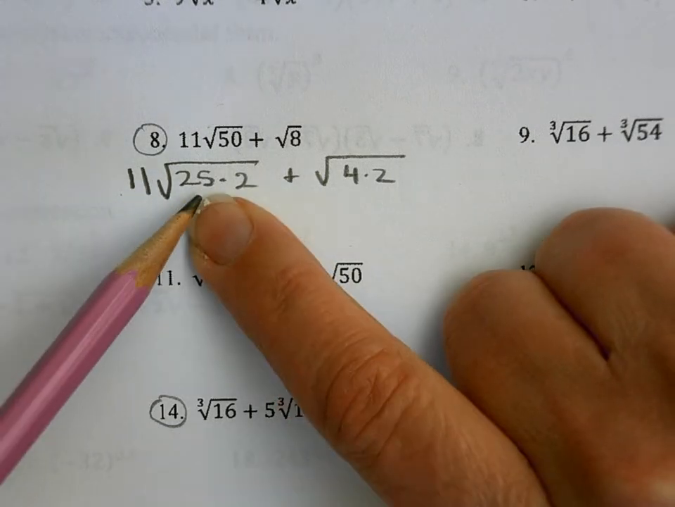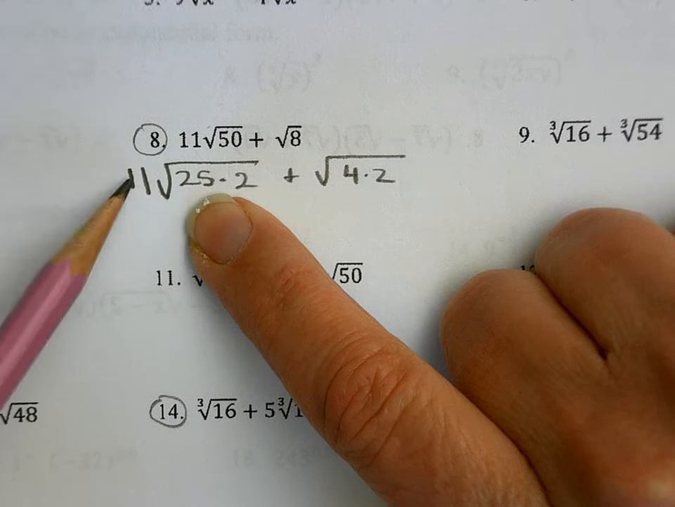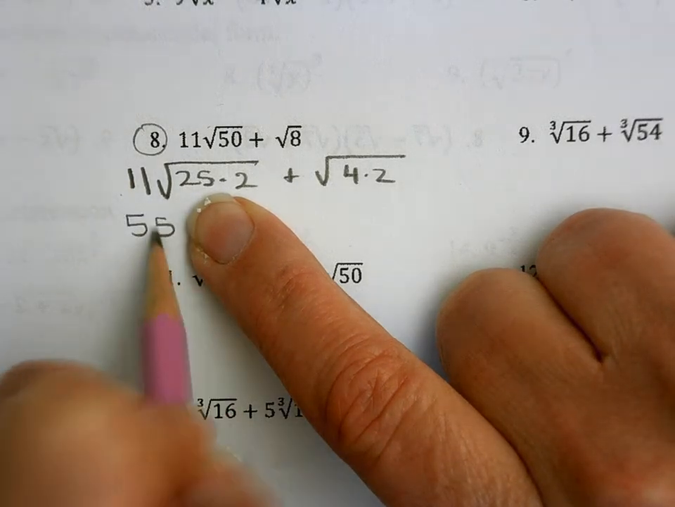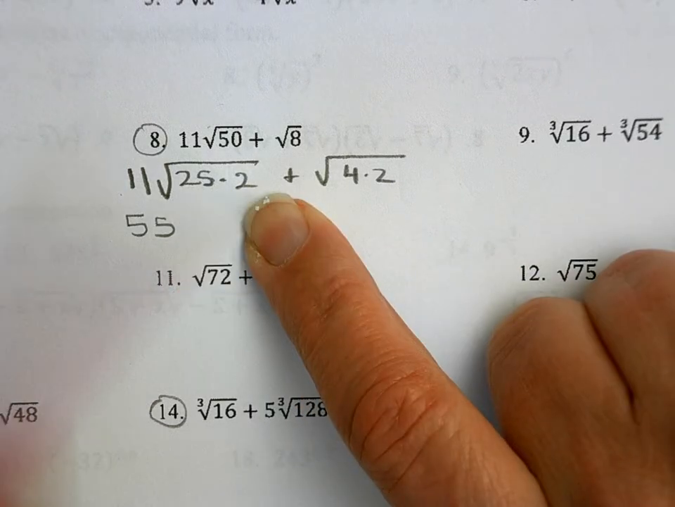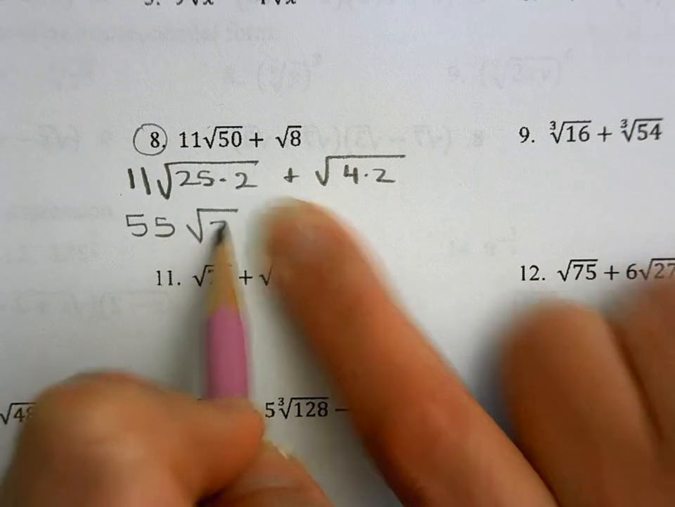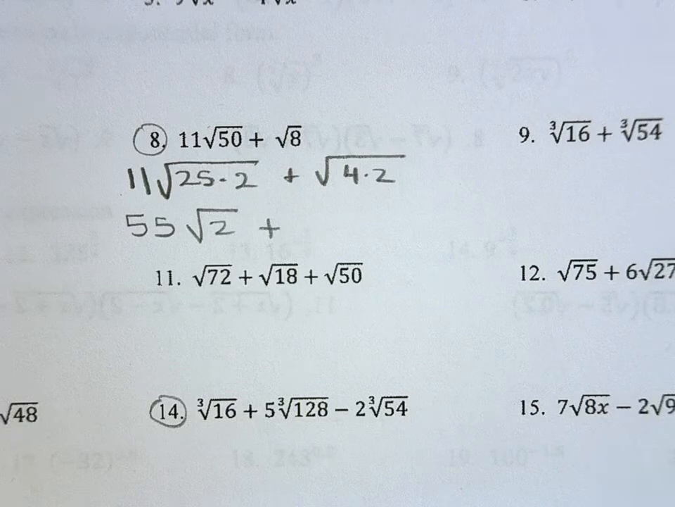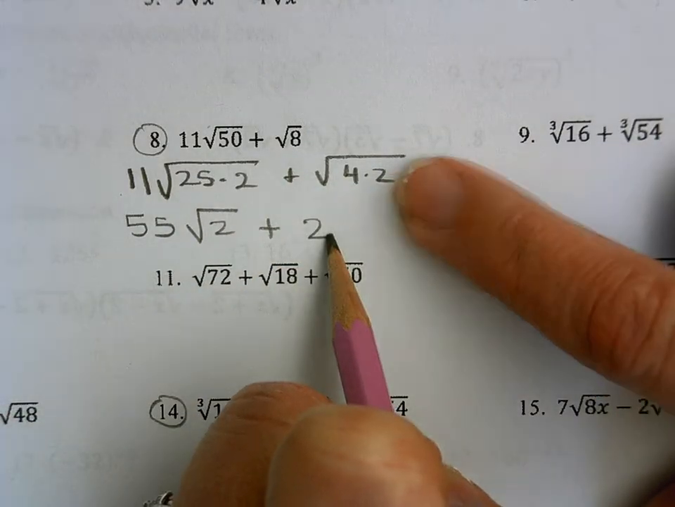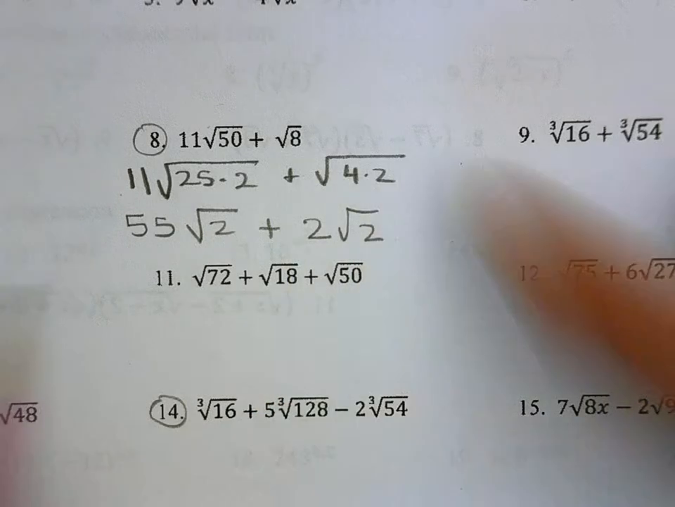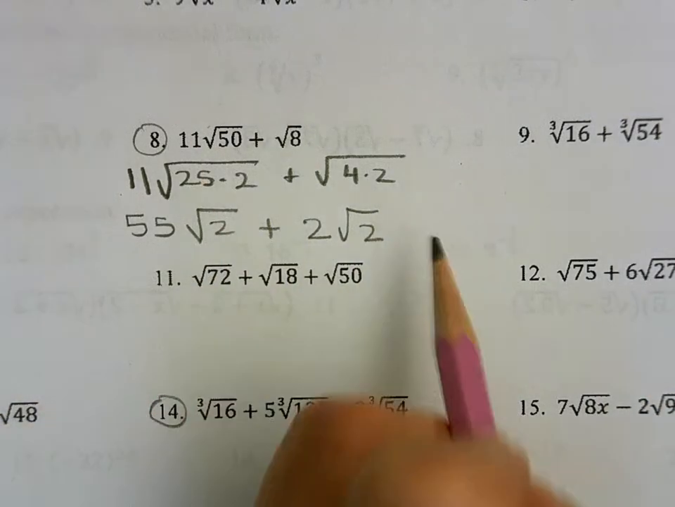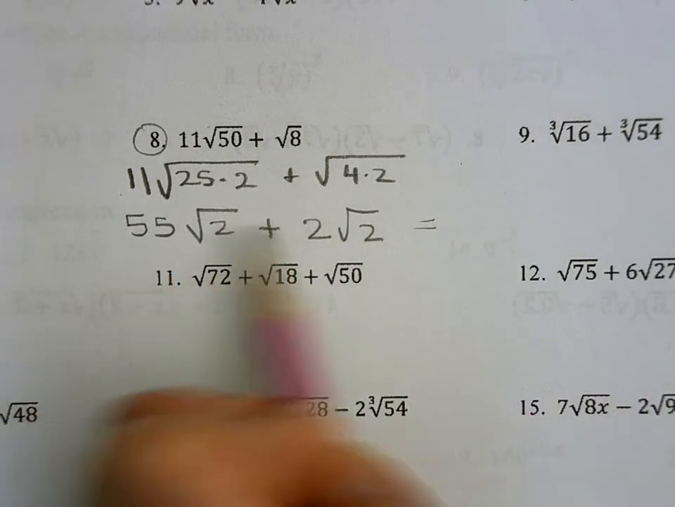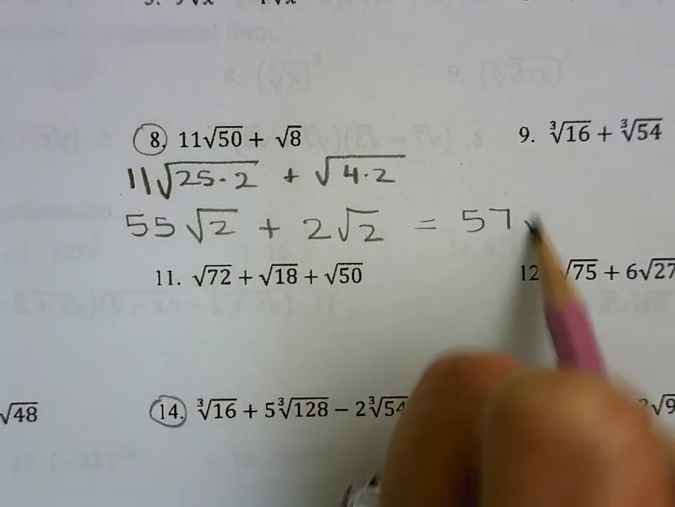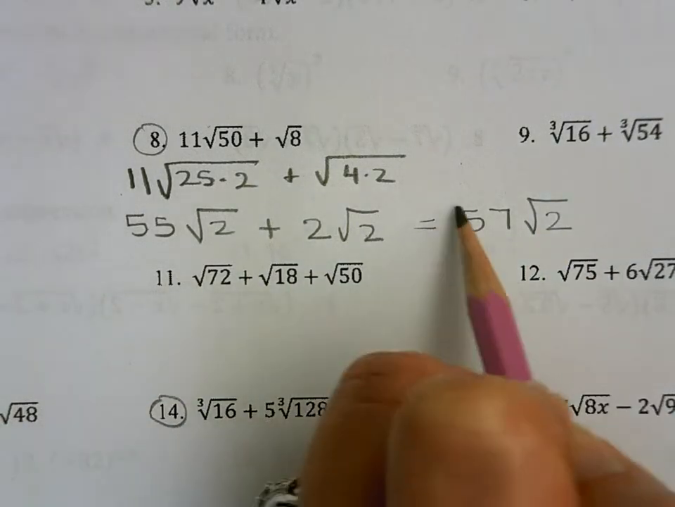So then the square root of 25 is 5, but I already have an 11 there, so I'm going to do 11 times 5. And then I don't know the square root of 2, so I'm going to leave it as square root of 2. And then here, the square root of 4 is 2, and I don't know the square root of 2, so I will leave it. And then combine my coefficients. I'm going to add together 55 and 2, but I'm not going to add the radical, so it'll stay square root of 2.